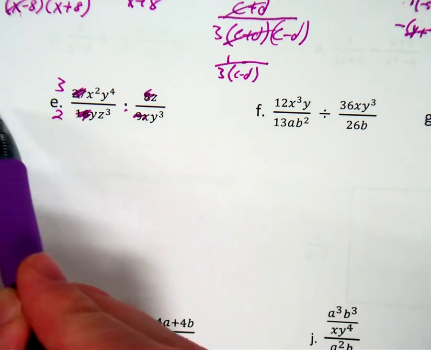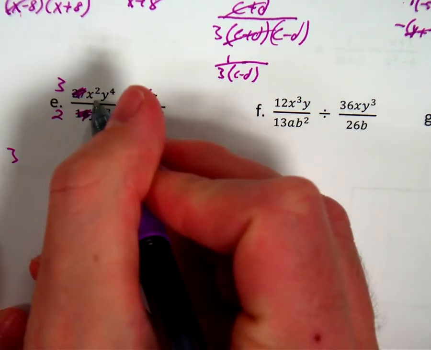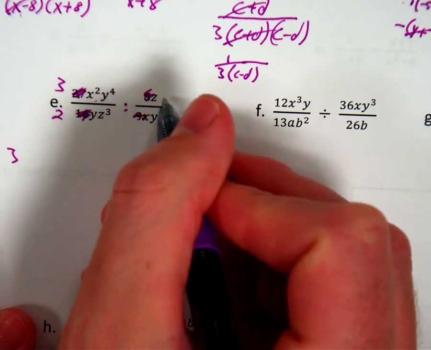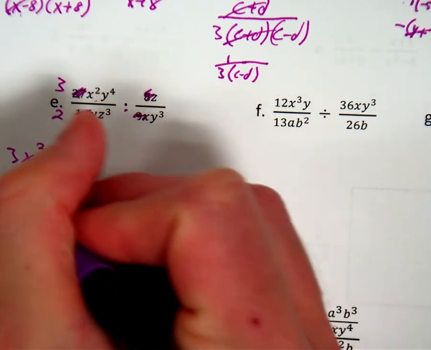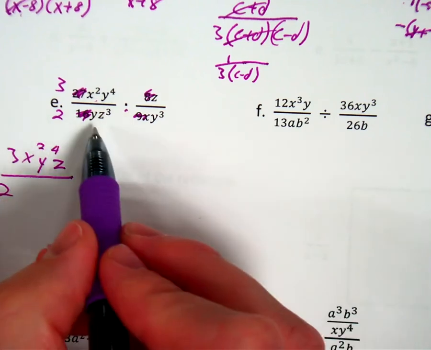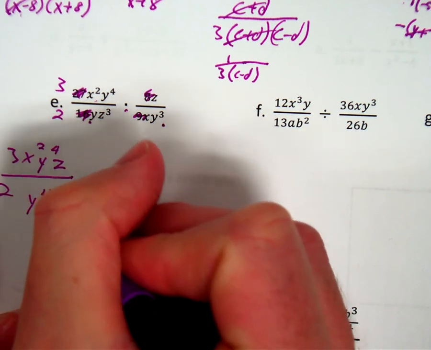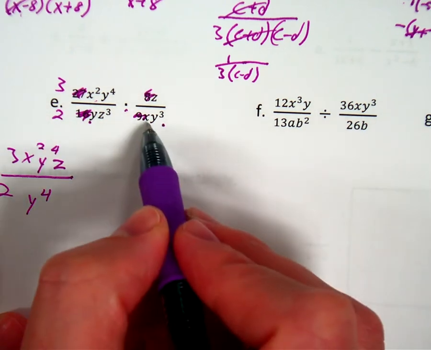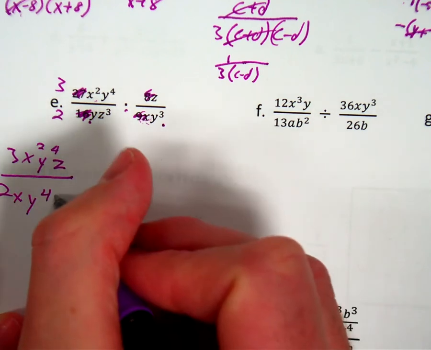Now we can combine across. So we'll have 3 x squared y to the 4th z over, let's see, 2. We got y and y to the 3rd. That's going to be y to the 4th there. Ooh, about missed that little x there. We do have an x. And we have z to the 3rd, okay?